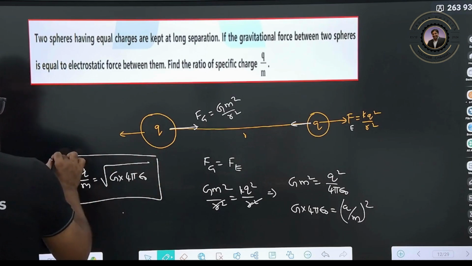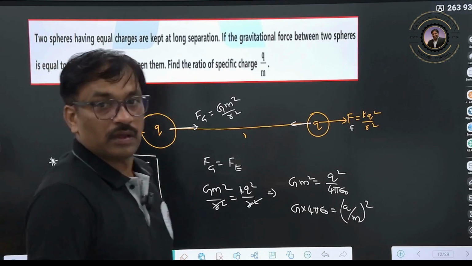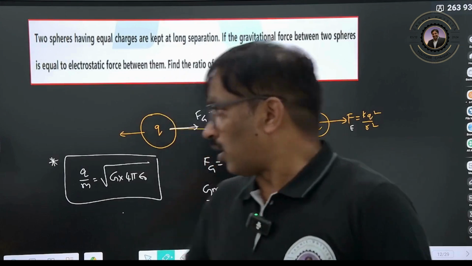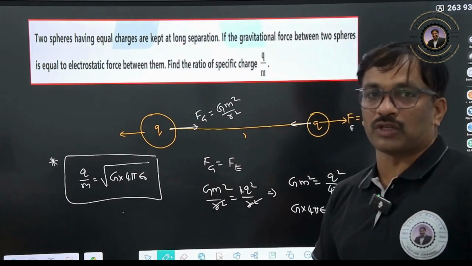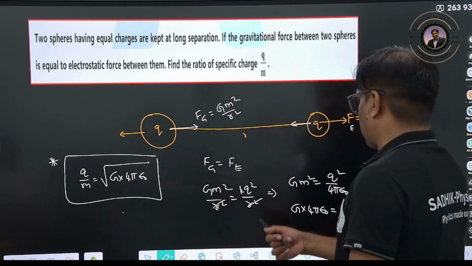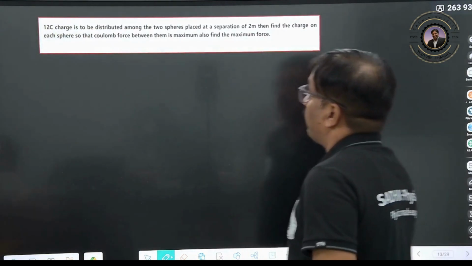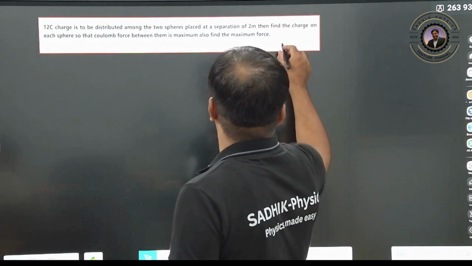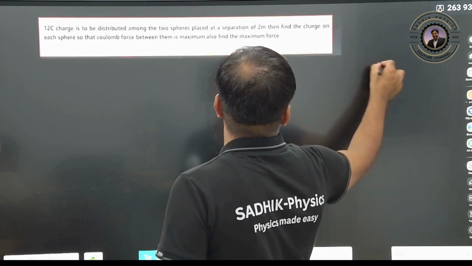Clear? So in this way you can solve the problem. Very important question. Mostly they are asked in NEET and JEE Mains, so please observe this question. Clear? Now let us see this question.